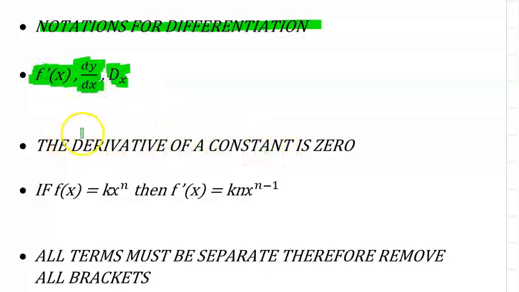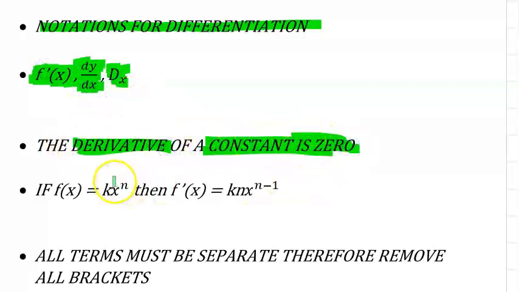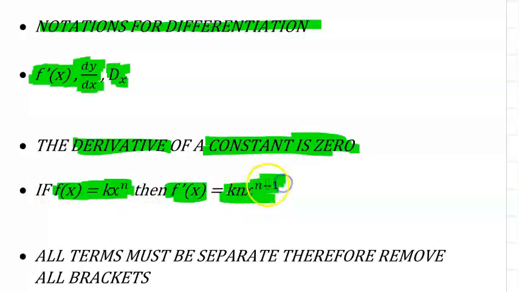The derivative of a constant is 0. Now, these are the rules that we need to adhere to. The derivative of a constant is 0. This is the rule that we need to know. If f of x equals k x to the n, then f prime x is equal to k n x to the n minus 1.